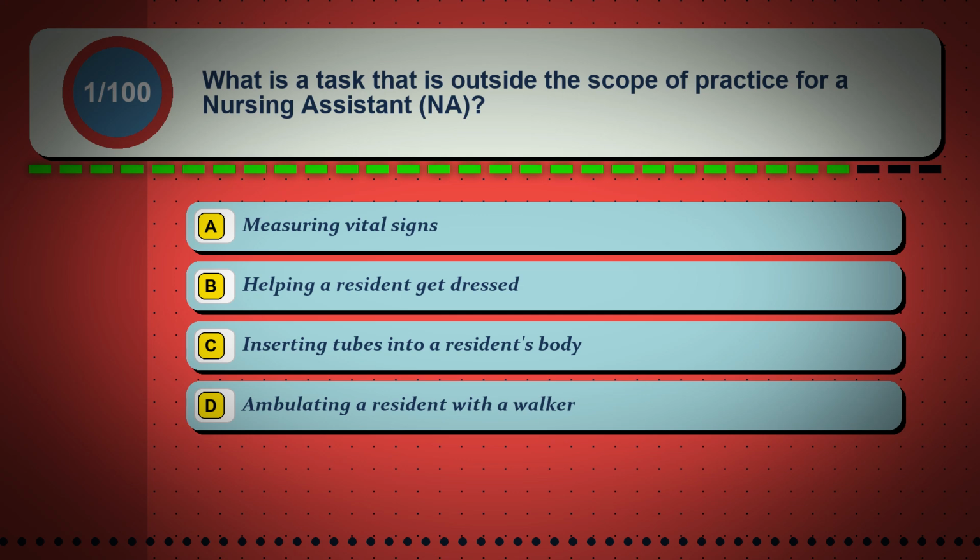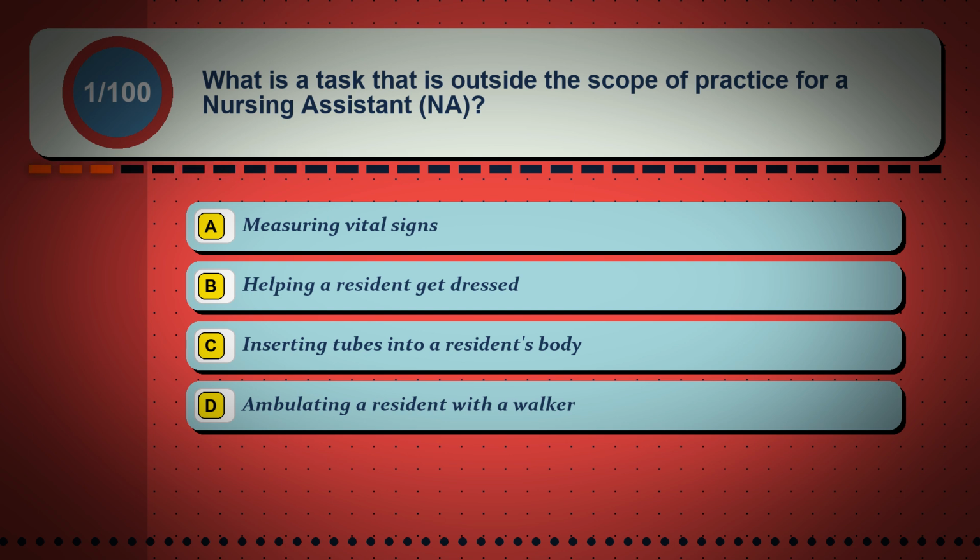Question 1. What is a task that is outside the scope of practice for a nursing assistant (NA)? Option A. Measuring vital signs. Option B. Helping a resident get dressed. Option C. Inserting tubes into a resident's body. Option D. Ambulating a resident with a walker.